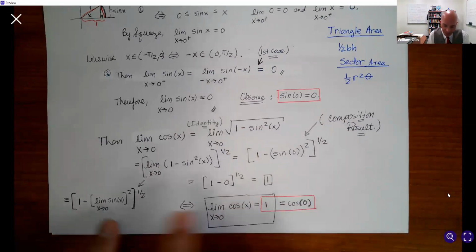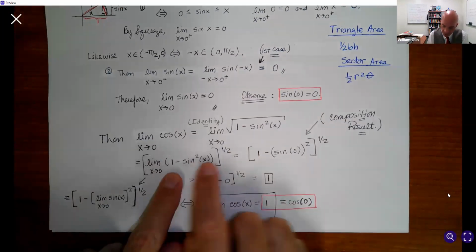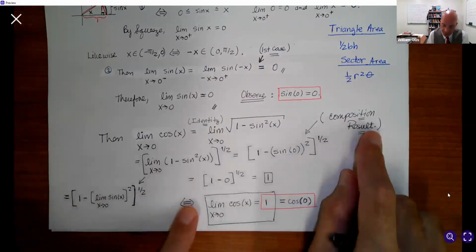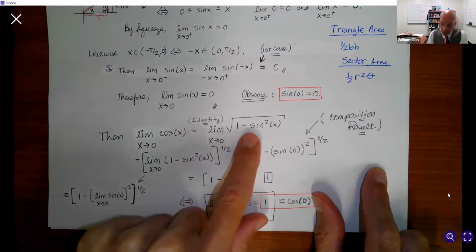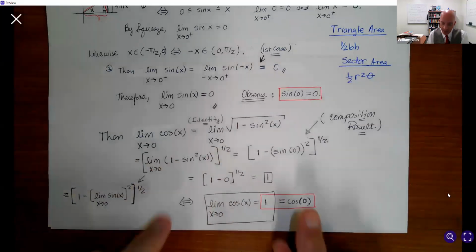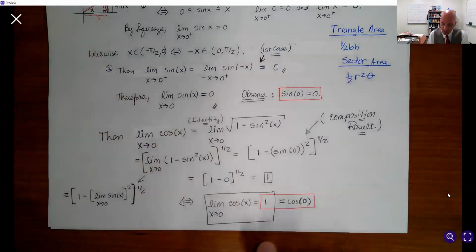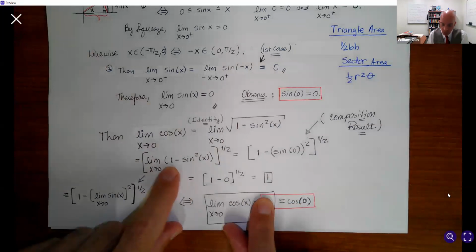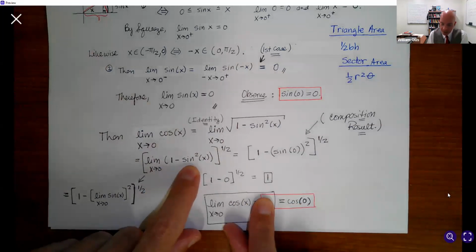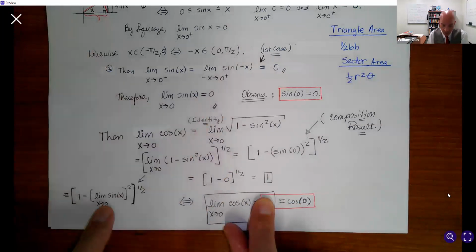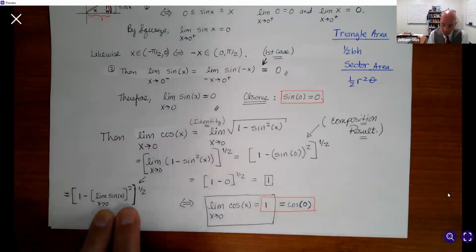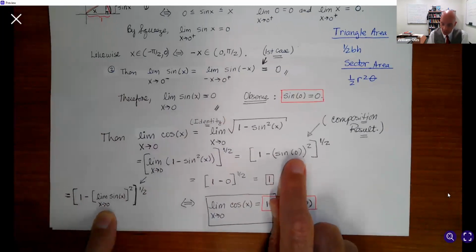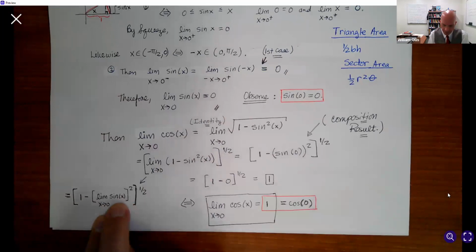Now, I added an extra step over here because I went from here to here kind of fast. But this is the composition result. So now we can just move the limiting process inside by the composition result. And now, of course, we've got the limit of 1 minus sine squared x. But we know the limit of sine, so we can just move the limiting process inside the square. And that's what I did here because I just jumped to it right here and I thought, well, that might be a little bit unclear.